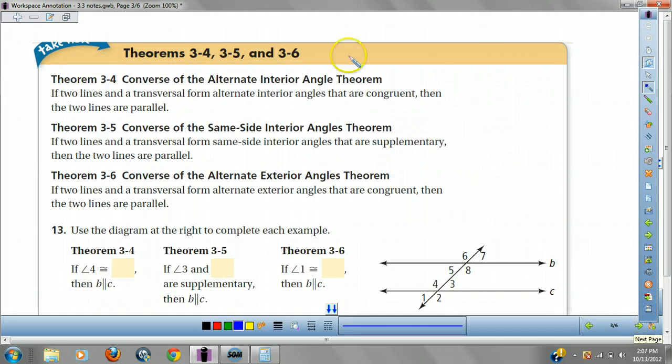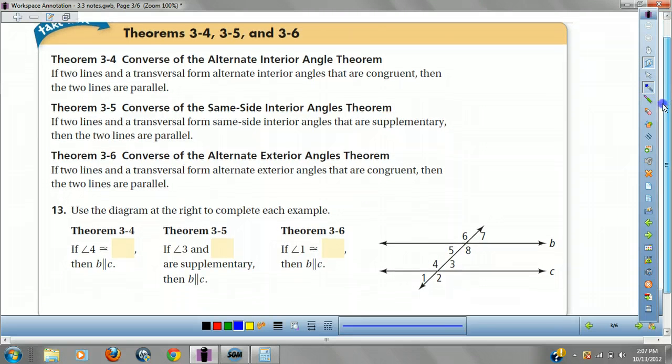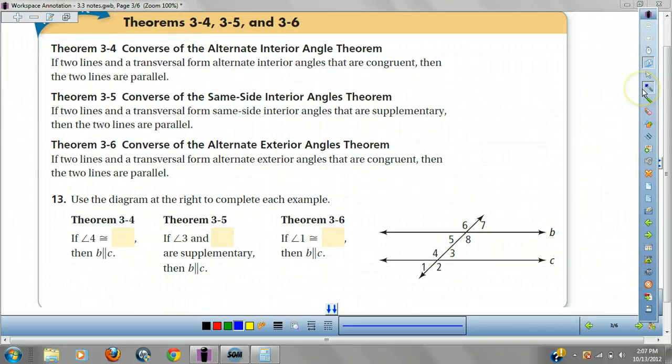Oh boy. I hope I didn't make you guys write all these. Okay. Pause for a second, think about it. We have our alternate interior angle, same side interior angle, and alternate exterior angle. All the same exact theorems you guys learned last chapter, but in reverse. Okay? So I want to give you guys a second, read that over, think about it.